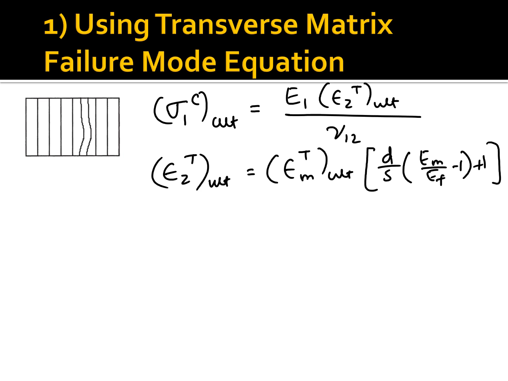Before we start substituting things in there, we do need to calculate E1, nu12, d by s, and epsilon MT ultimate. If we find those 4 parameters, we'll be able to find out what sigma 1c ultimate is because of this particular failure mode. So let's do that one at a time. We're going to calculate E1 first by using the rule of mixtures.